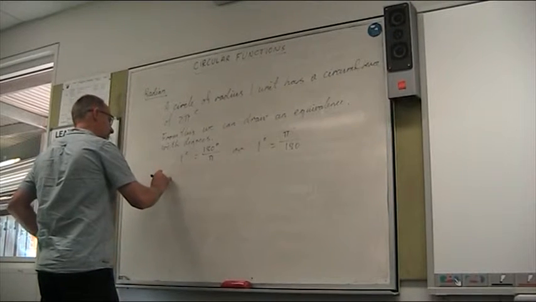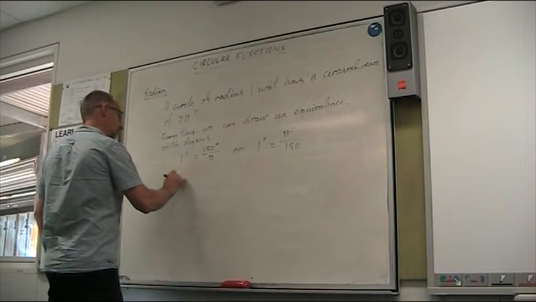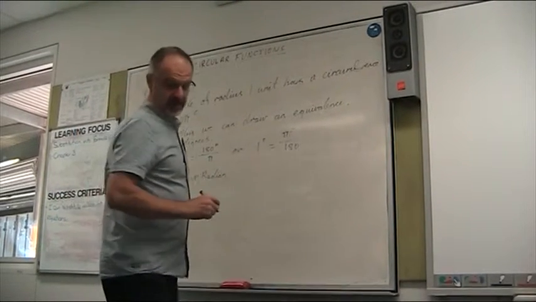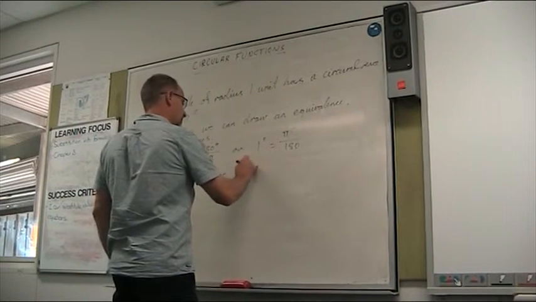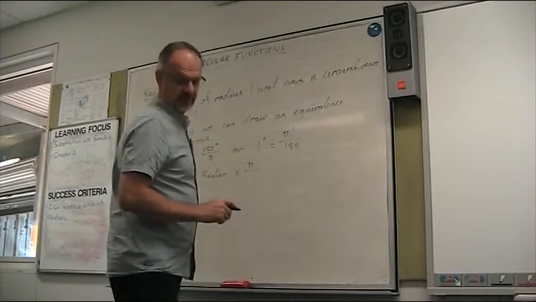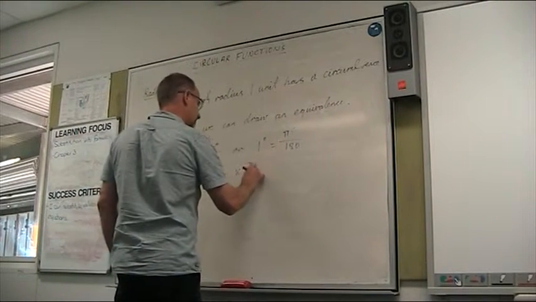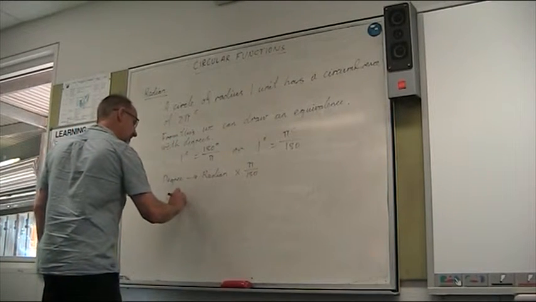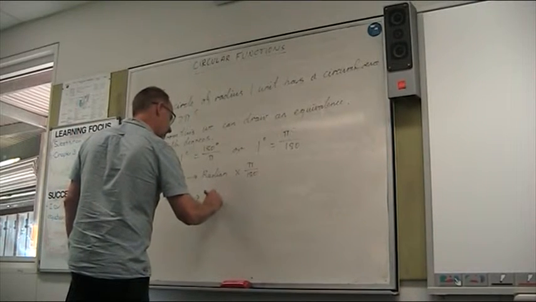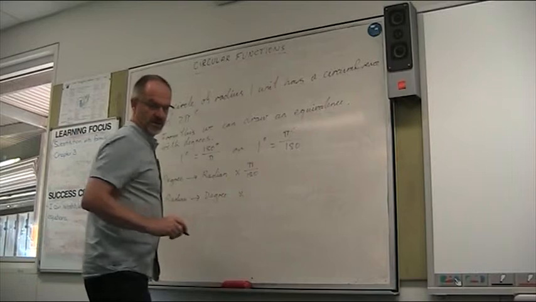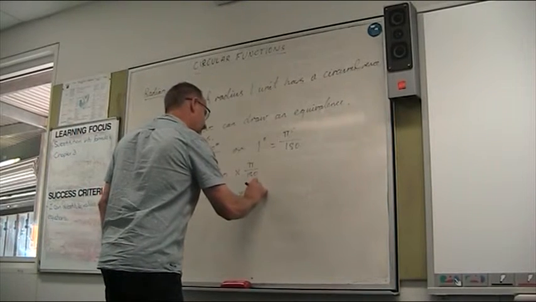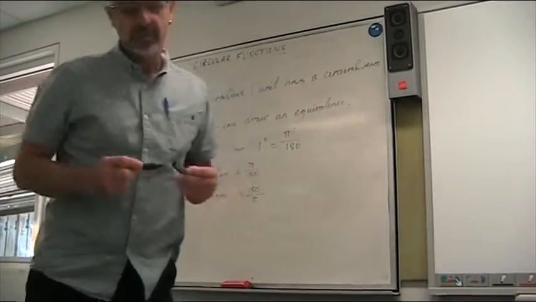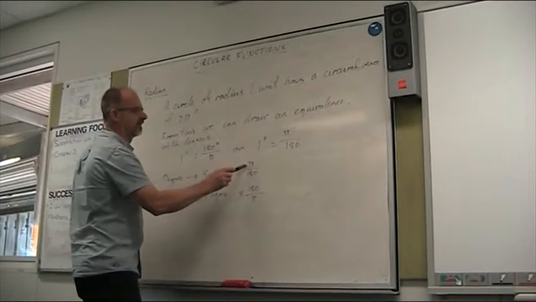Alright, so if we want to do some changing, and we want to change degree to radian, then what we do is we multiply by pi on 180. And the opposite, if we want to go from radian to degree, we multiply by 180 over pi. So the one we're changing into is up the top.